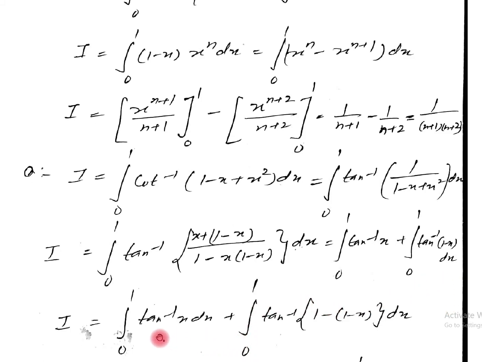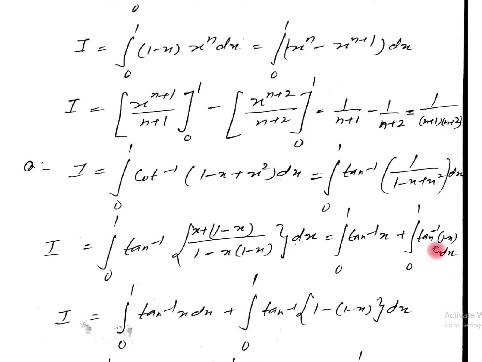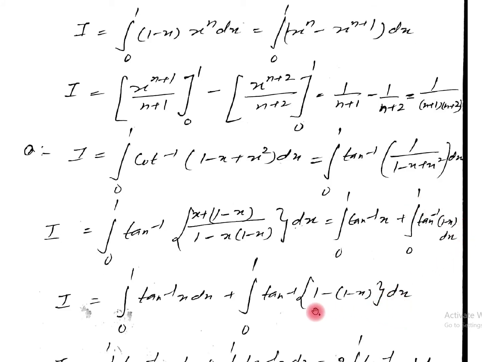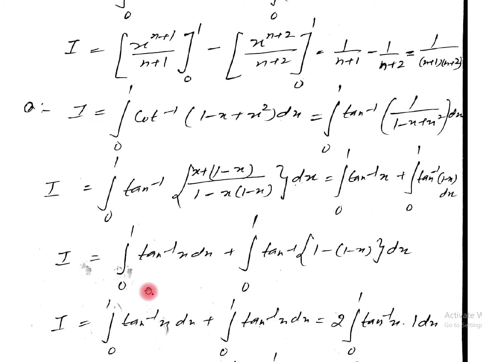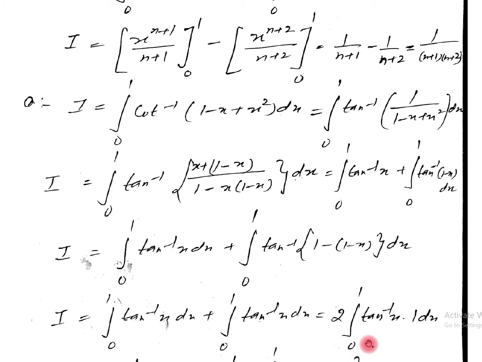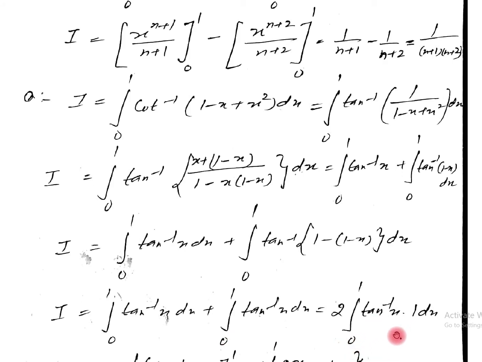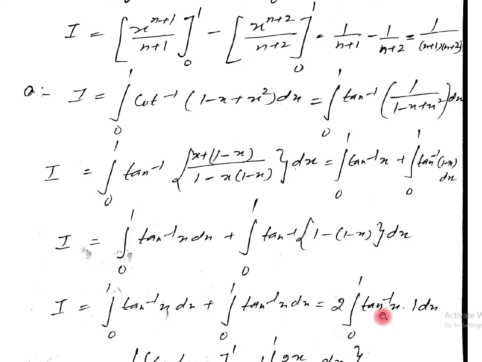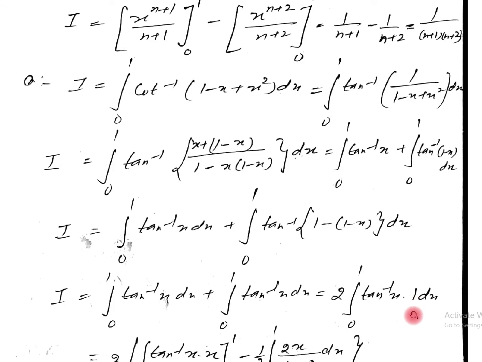Then again, first integral as it is, again applying the fourth property in this, I am getting the integral from 0 to 1 of tan inverse x as it is, plus tan inverse of 1 minus (1 minus x) dx. When I simplify it, tan inverse x as it is becomes again tan inverse x. So it becomes 2 into the integral of tan inverse x. Now it is an inverse function, so I can integrate using integration by parts, taking unity as the second function.